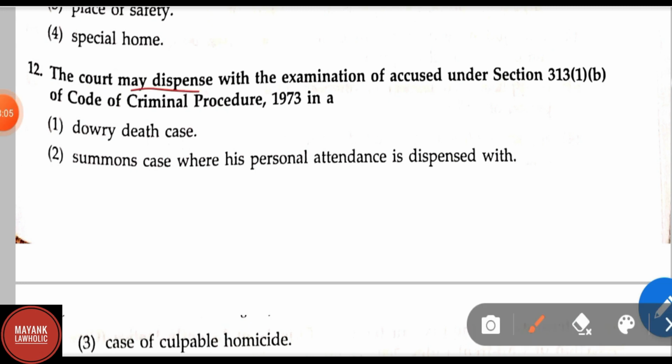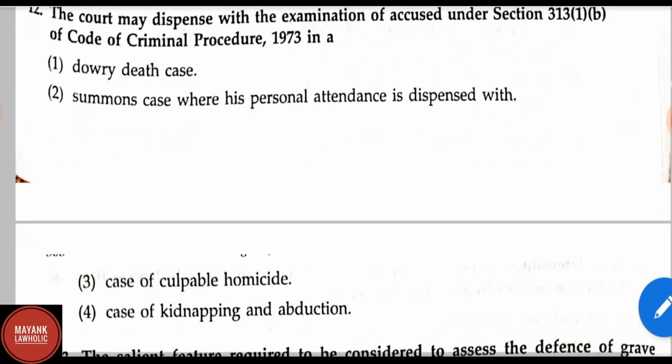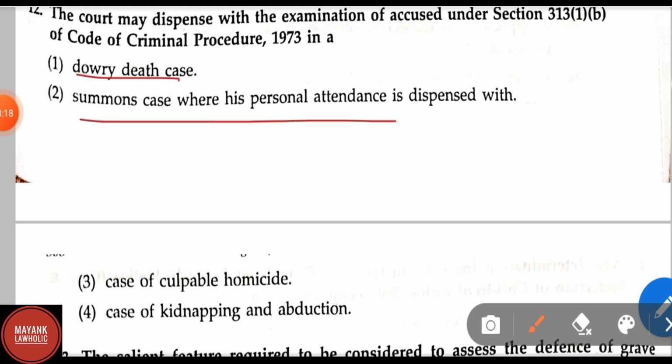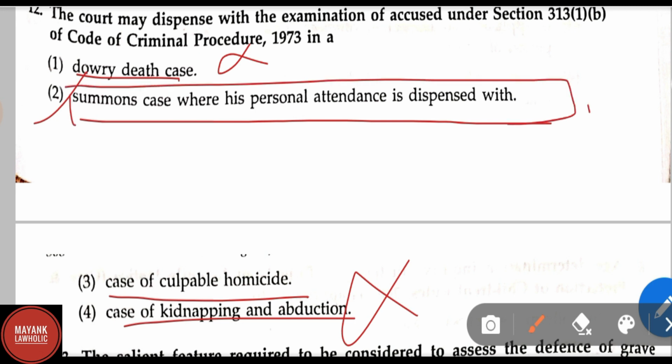A court may dispense with the examination of the accused under Section 313 subsection 1 clause B of the Code of Criminal Procedure 1973 in: first, dowry death case; second, summons case where his personal attendance is dispensed with; third, case of culpable homicide; fourth, case of kidnapping and abduction. Dowry death case is wrong. The correct answer is second, summons case where his personal attendance is dispensed with.